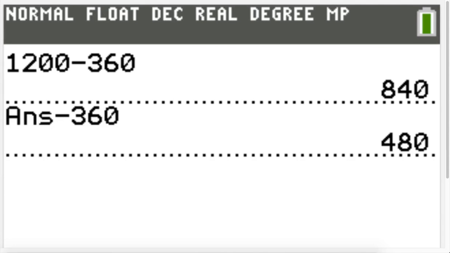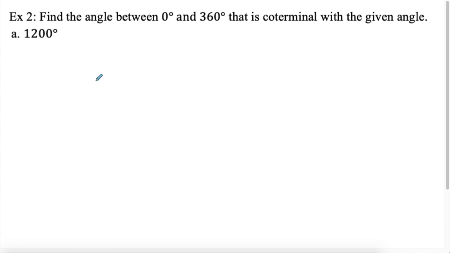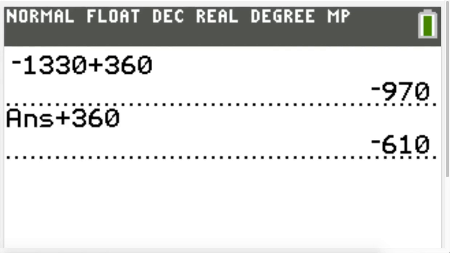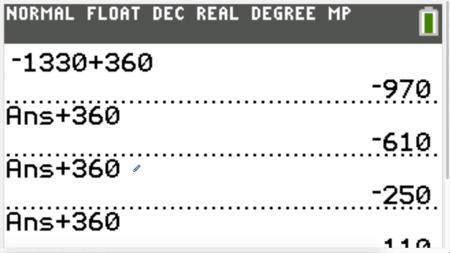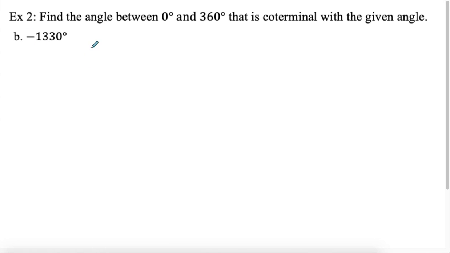So if I just start subtracting 360, I find that 120 degrees is the first time I get in between 0 and 360. So here, my answer would be 120. And then for negative 1,330, again, for a negative angle, we would want to add 360 until we get to a value between 0 and 360. So just start adding 360, and we finally see that 110 would be my answer here. Okay, so 110 degrees would be coterminal with negative 1,330 degrees.